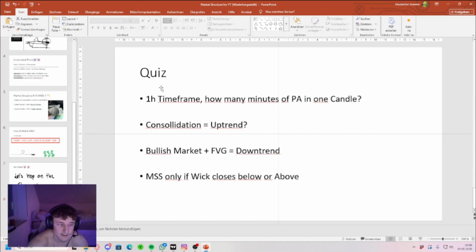So a little quiz for the end. On the 1-hour time frame, how many minutes of price action are in one candle? It's 60. Damn, I forgot. So 60 minutes of price action are in one hour candle. Yeah, that makes sense. Consolidation means uptrend? No. Bullish market plus a market structure shift means downtrend. Market structure shift only if the wick closes below or above a high or a low? No. The body has to close above or below the high or the low.